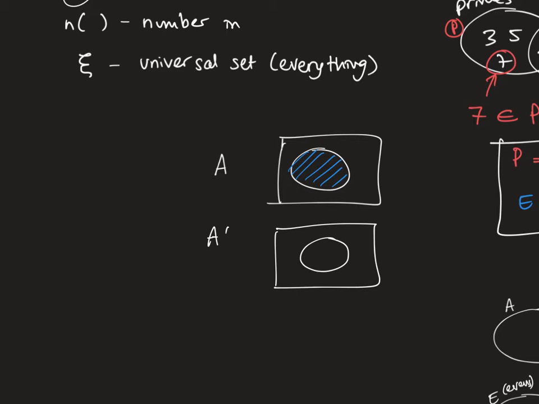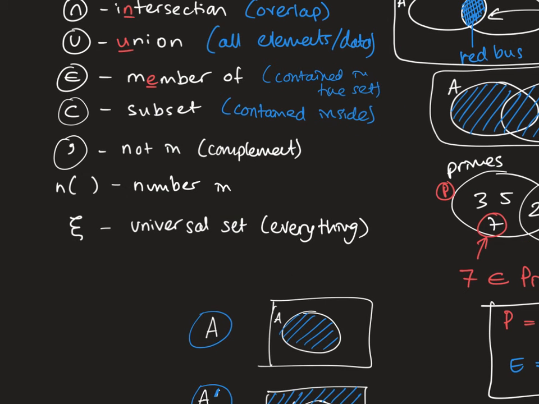So this is my A here, just like we had here. Everything not in A would be everything outside of the A that's not included within that. I'll look at some slightly more complex examples in just a second, but essentially this little dash here just means that it's not in A. So not in A, it's not included.